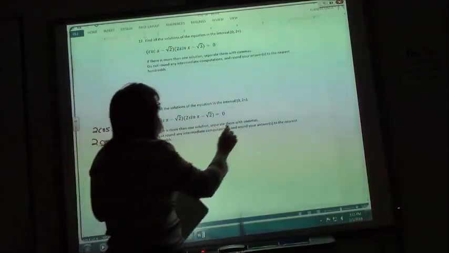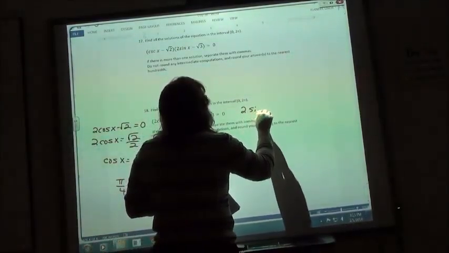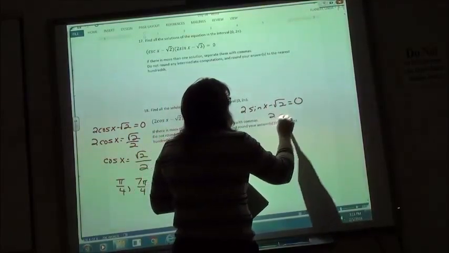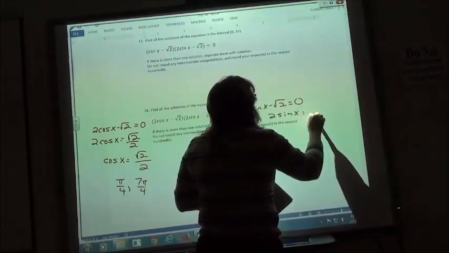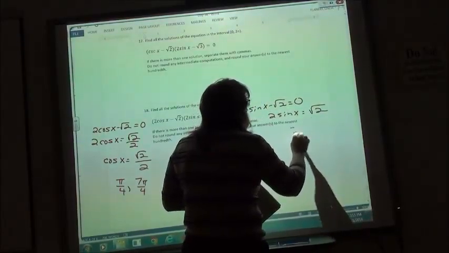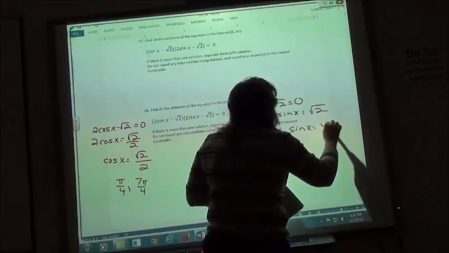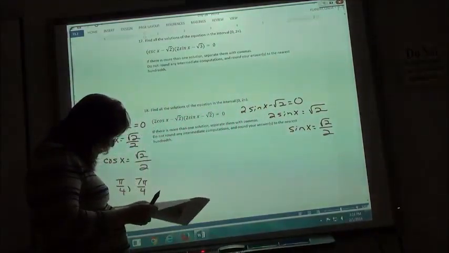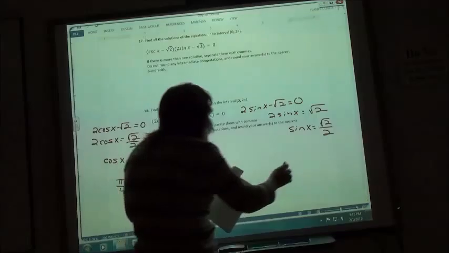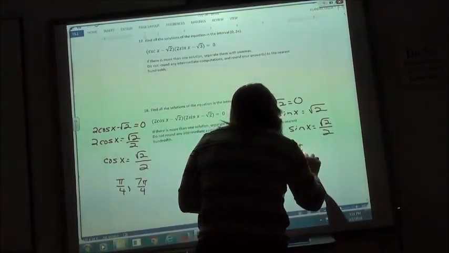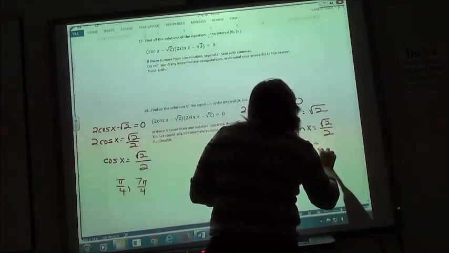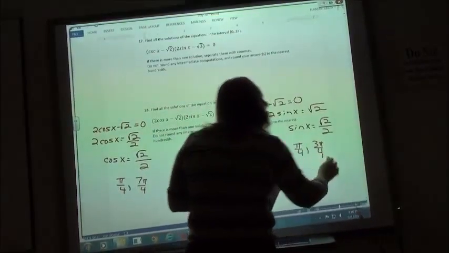Solving my other one. I have 2 sine of x minus the square root of 2 equals 0. So 2 sine of x would equal positive square root of 2. So sine of x equals the square root of 2 over 2. If I look under my sine for square root of 2 over 2, I'm at pi over 4, and I'm at 3 pi over 4.